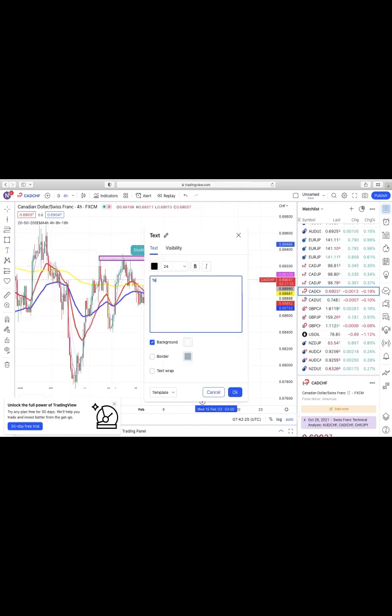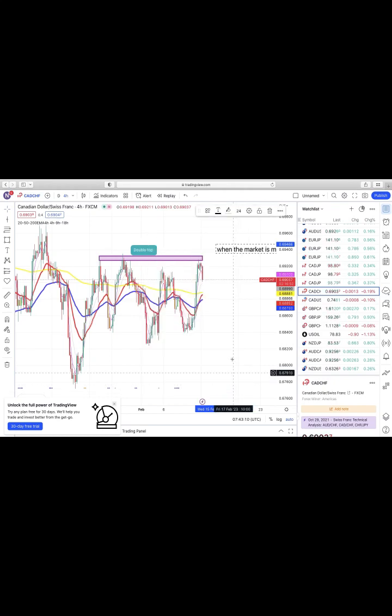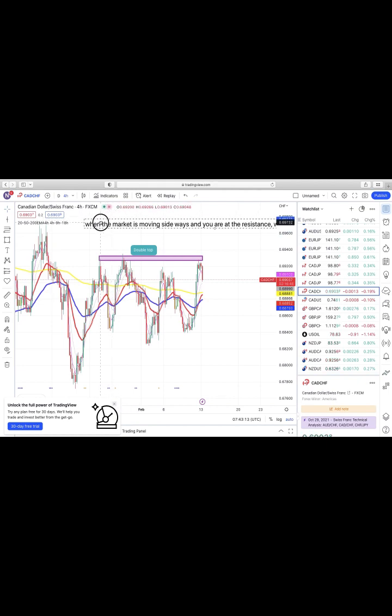When the market is moving sideways and you are at the resistance, we always look for a sell. Full stop. We always look for a sell.